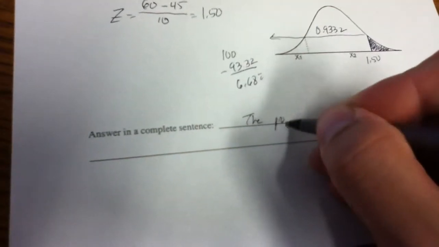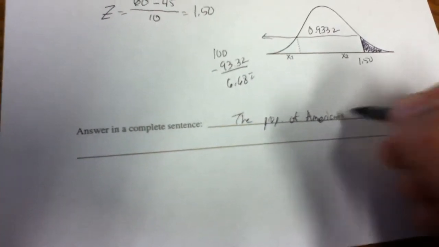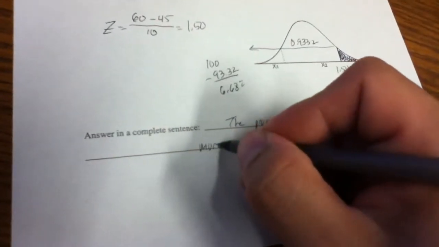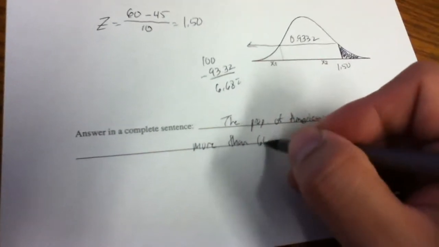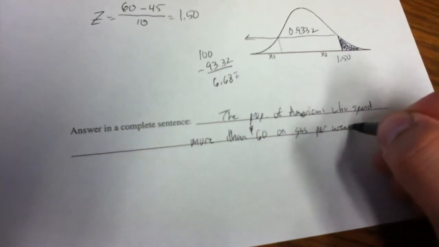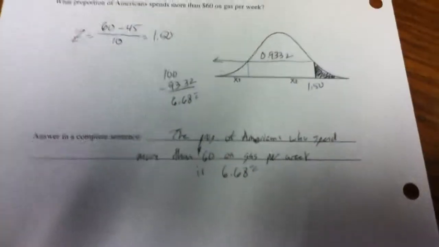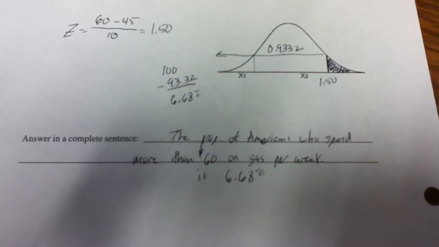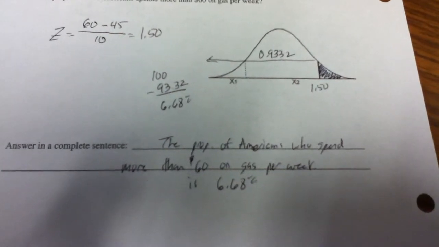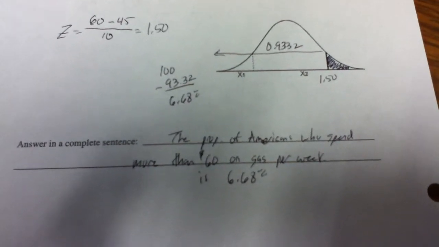So, the proportion of Americans who spend more than $60 on gas per week is 6.68%.